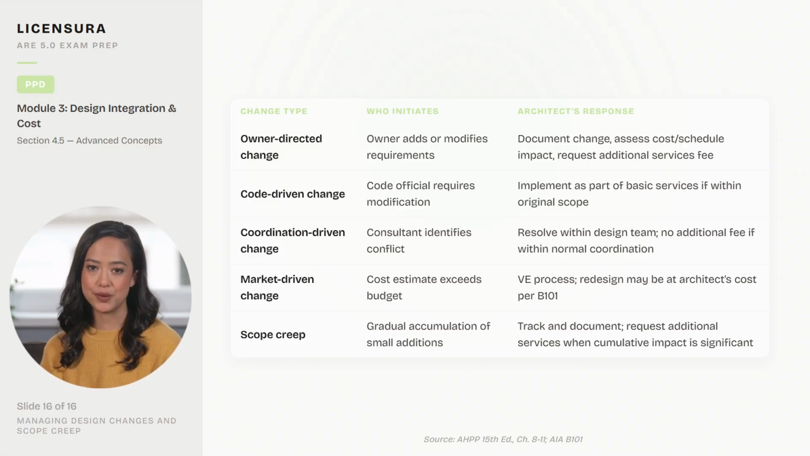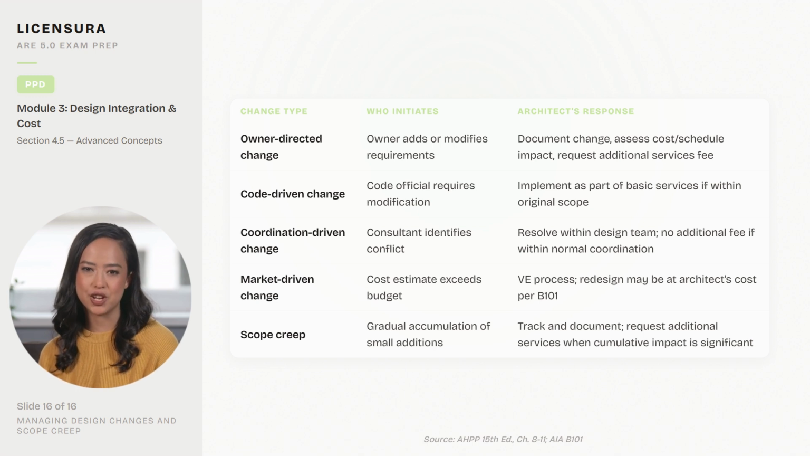Code-driven changes are implemented as basic services within original scope. Coordination changes between consultants carry no additional fee normally. Market-driven changes when estimates exceed budget may require redesign at the architect's cost per AIA B101. Scope creep must be tracked and documented with additional services requests when cumulative impact is significant.